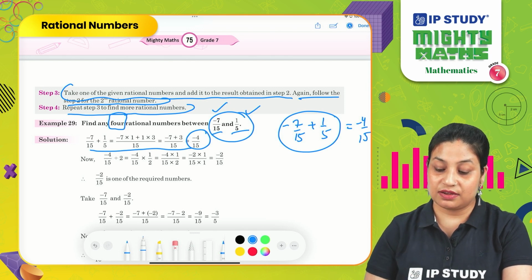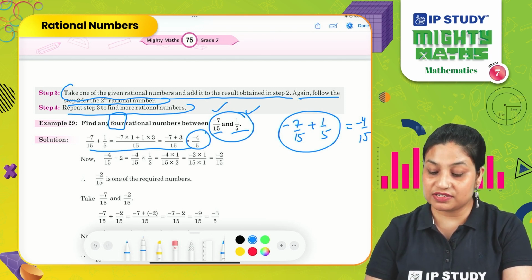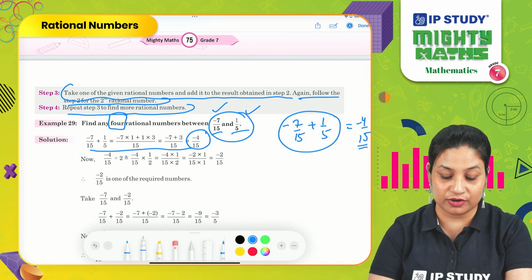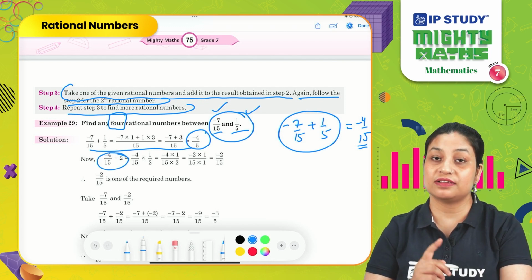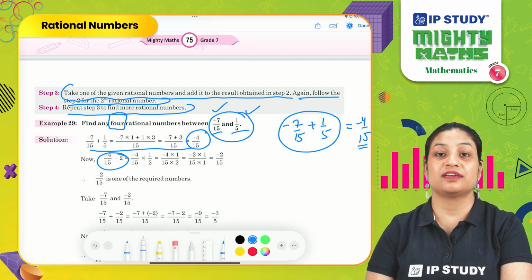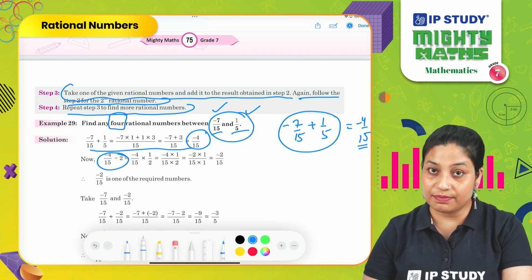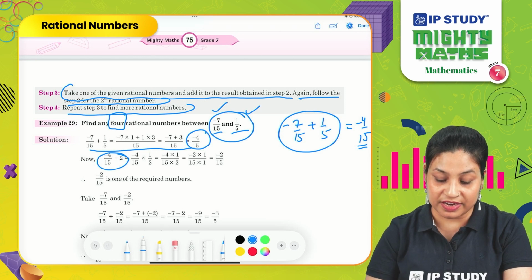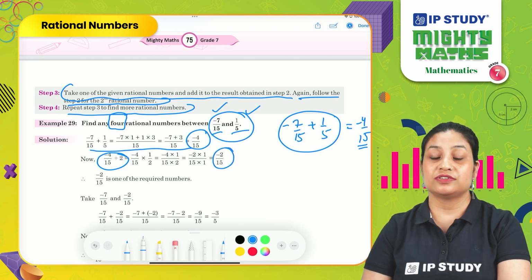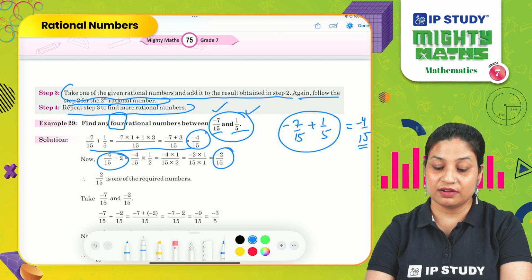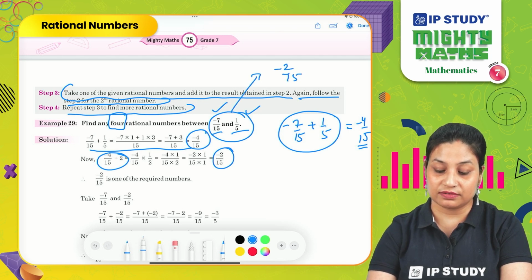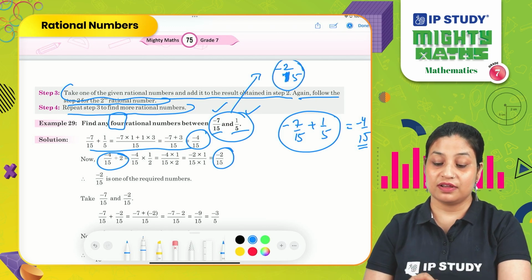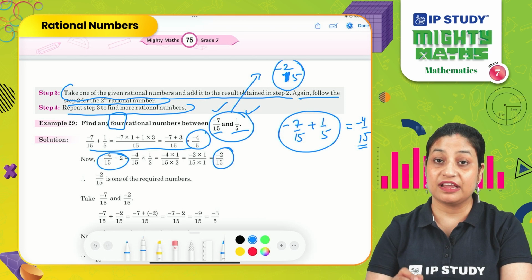Next step: minus 4 by 5, whatever sum you got, you have to divide it by 2. This is my second step. In the first step, you add the two given rational numbers. In the second step, you divide the sum by 2. When you divide it, you will get minus 2 by 15. So it means between these two rational numbers, we have received one rational number, that is minus 2 by 15. This is my first rational number, which is between minus 7 by 15 and 1 by 5.